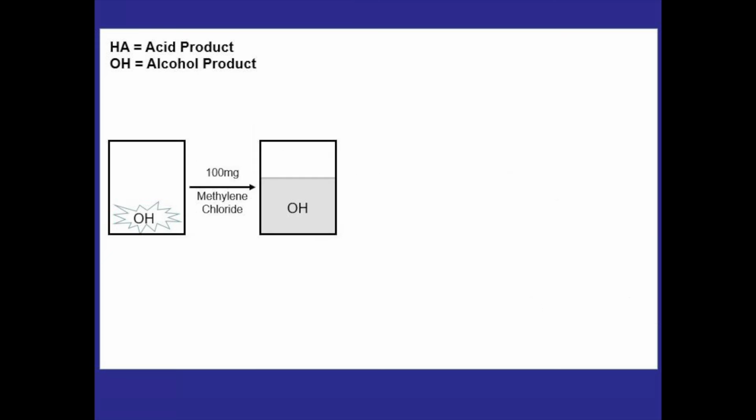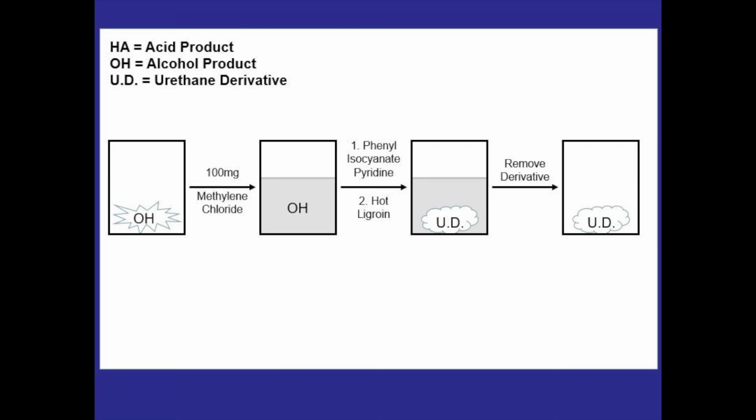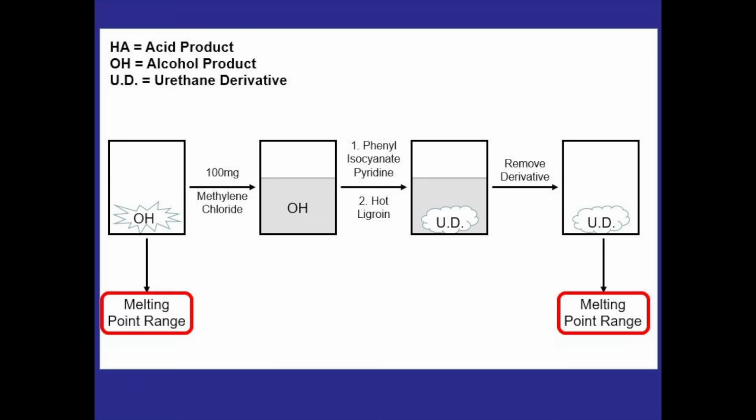For that reaction, we'll dissolve 100 milligrams of the alcohol in methylene chloride, then add phenyl isocyanate and a drop of pyridine, which will act as the catalyst for this reaction. And then after an hour and a half, we'll add a few milliliters of hot ligroin, which will help crash the urethane derivative out of the solution, and then we can remove the derivative and characterize it by taking its melting point, then compare it to the melting point that we took for the unknown alcohol. If we did a good job, this should give us a pretty good idea of which alcohol we have, and we can write that in our conclusion.